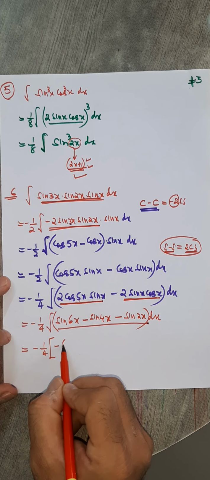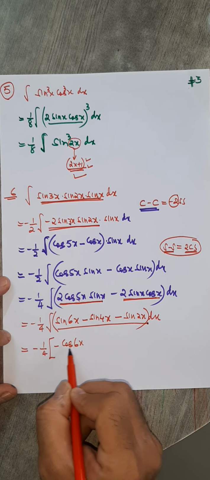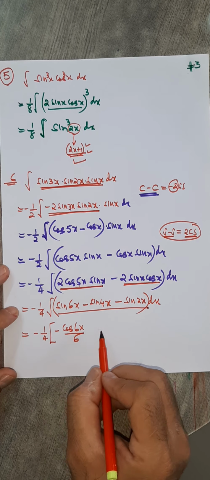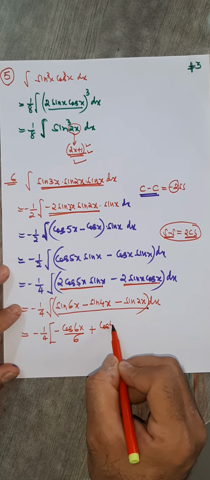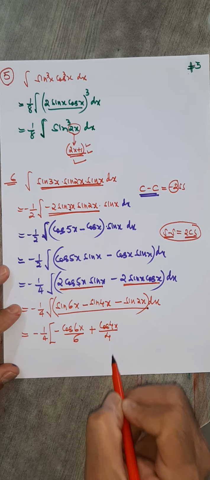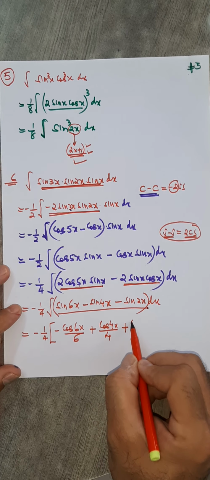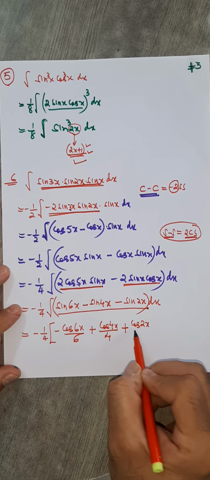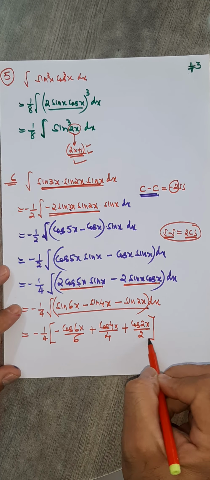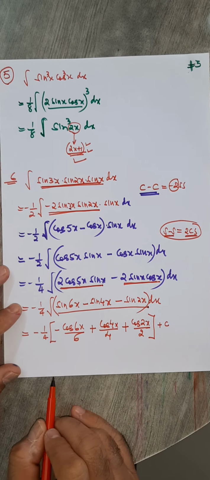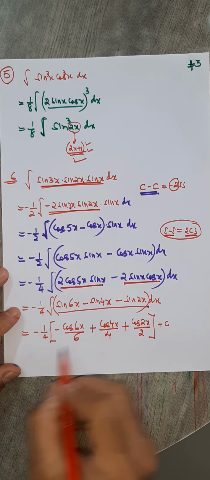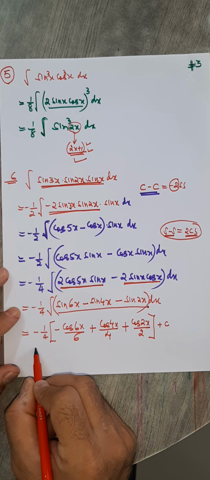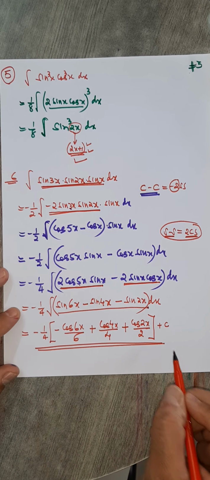Integral of sine is minus cos 6x upon coefficient of x, 6. Here plus, this is cosine 4x upon the coefficient of x, which is 4, plus cosine 2x upon the coefficient of x, which is 2, plus c. That's your final answer. If you want, you can take just minus 1 by 4 outside. Otherwise, this will do. So this is the required integral.